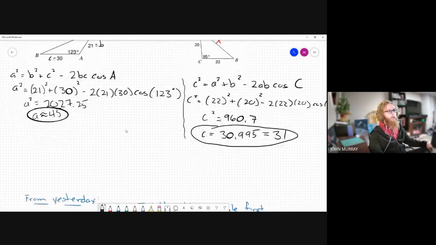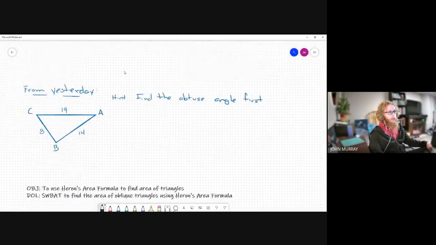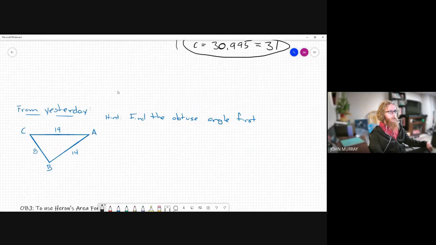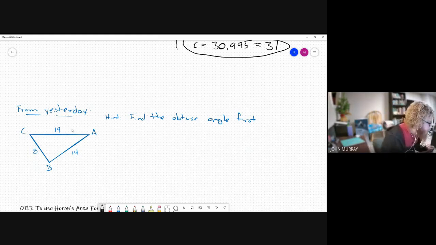All right, then to quickly revisit what we talked about yesterday. We had our triangle, and we didn't have any of the angles. We were just given the sides. So the problem we encountered yesterday is that we solved for angle A first, and then that gave us a weird angle B. The issue is angle B would be obtuse.